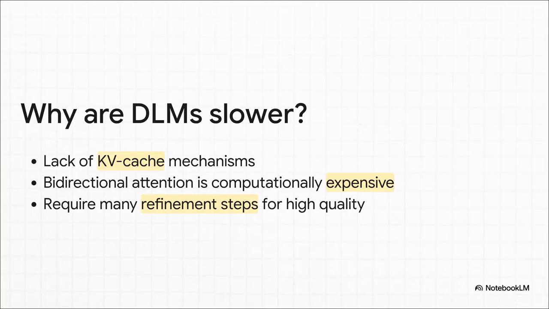So what's the holdup? Well, there are a few techie reasons. For one, they can't use common speed hacks like KV caching, which helps other models remember what they've already figured out. And their whole method of looking at the entire sentence at once, that's called bidirectional attention, is just really computationally heavy. But the biggest issue, and what we're really focusing on today, is that they need a lot of these refinement steps to get to a good answer. With every single step, the model takes its messy, noisy text and tries to make it just a little bit clearer and clearer and clearer until it finally gets to the end.